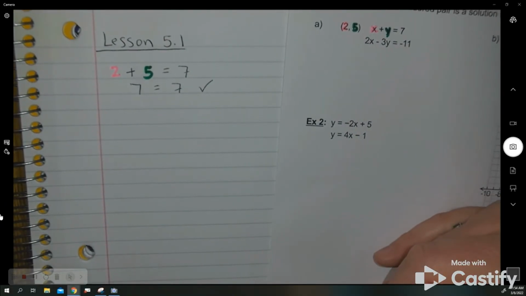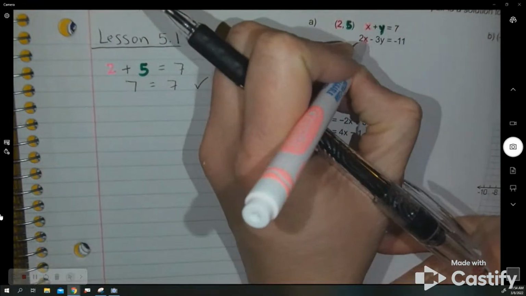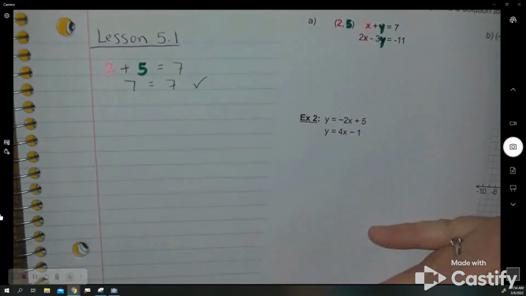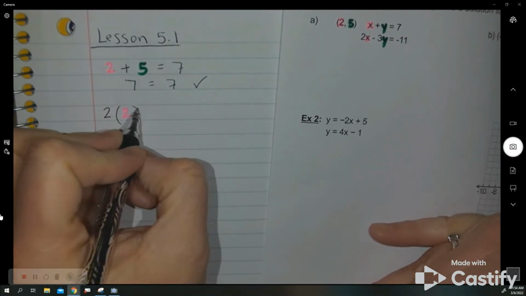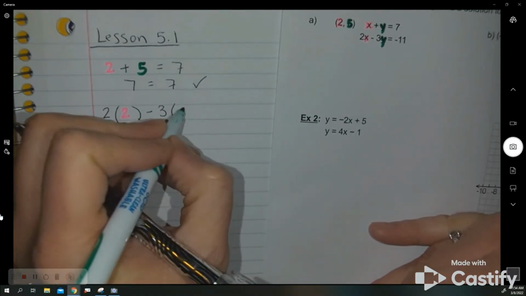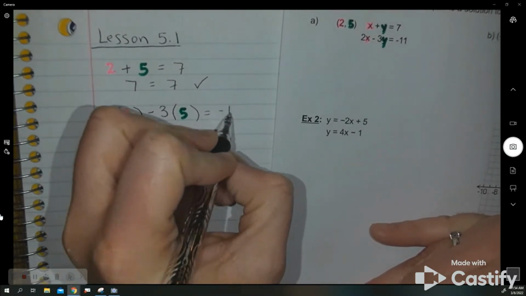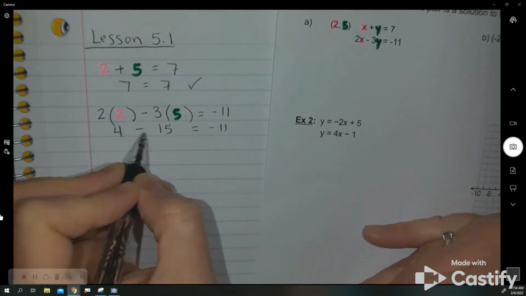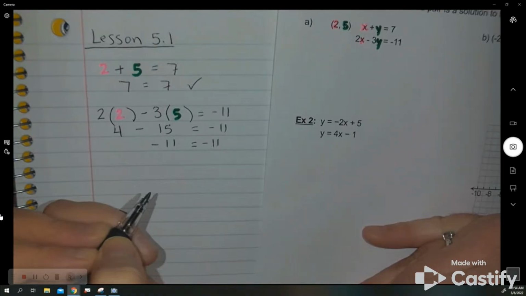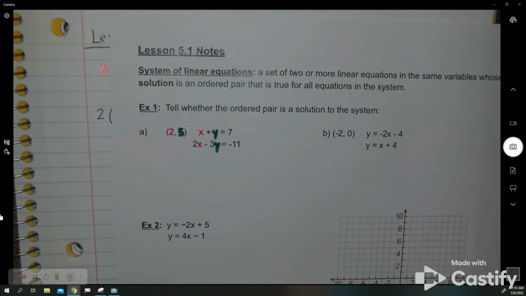Now I'm going to do the same thing for the second equation. So again, plug in 2 for x and 5 for y. So I have 2 times 2 minus 3 times 5 equals negative 11. So 2 times 2 gives us 4. 3 times 5 gives us 15. 4 minus 15 is negative 11. Does negative 11 equal negative 11? Yes, it does. That's a solution. So 2, 5 is a solution to the system.